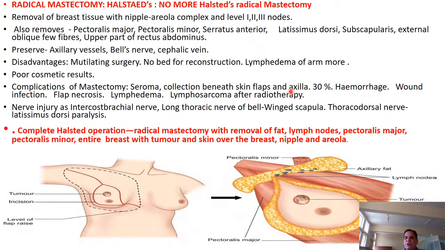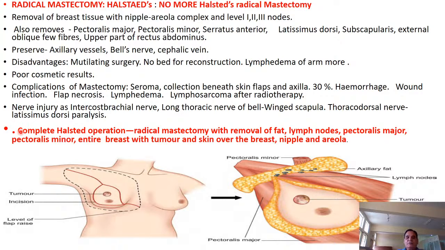Complications: axillary problem, hemorrhage, flap necrosis, wound infection, lymphedema and sometimes lymphosarcoma, that is malignancy over the arm. Injury to nerves like the intercostal nerve and the long thoracic nerve of Bell, what will it cause? It will cause winged scapula and latissimus dorsi paralysis. So what is complete Halsted operation?